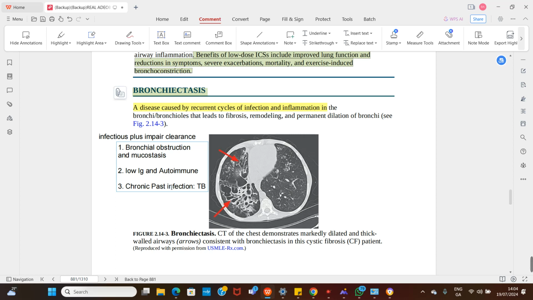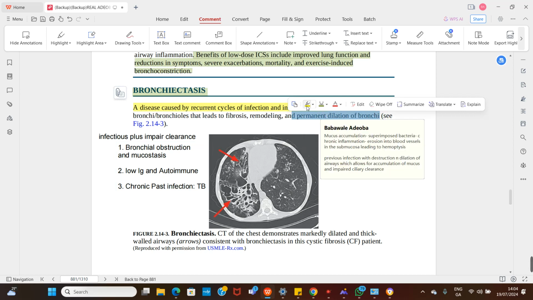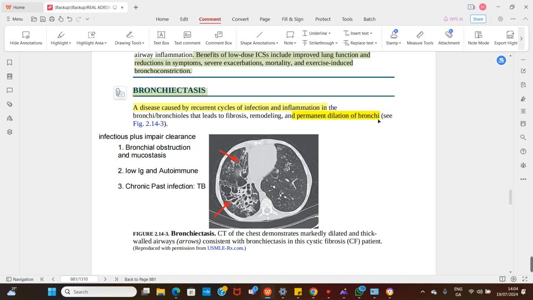So the mucus will start accumulating, a breeding ground for bacteria. They start setting in, and there's inflammation, fibrosis, and remodeling with permanent dilatation. In fact, that is a word you are looking for in your exam: features of dilatation of the bronchi. So that is from the bronchial obstruction and mucostasis.